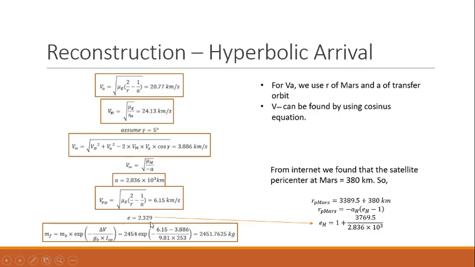We get that E is 2.329, and we can get the mass needed by using this equation, and the mass needed is 2,451.7625 kilograms.